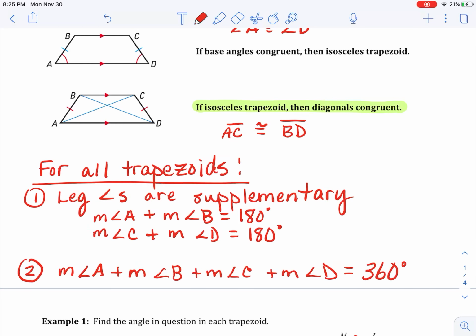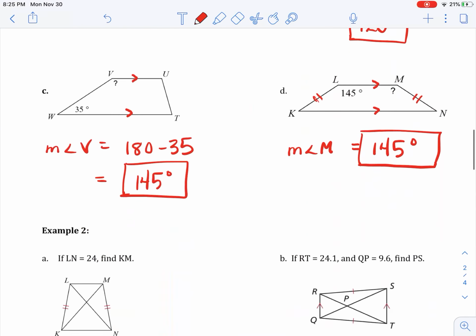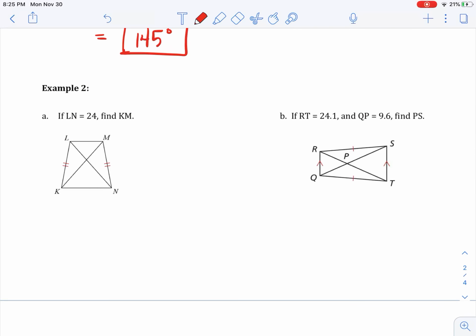So I have to have those little tick marks on the side if I'm going to ask you about the diagonals. And so notice in example 2A and in example 2B, the legs actually do have tick marks on them. So in this example, these are definitely isosceles trapezoids, which is good because otherwise we really can't talk about the diagonals.